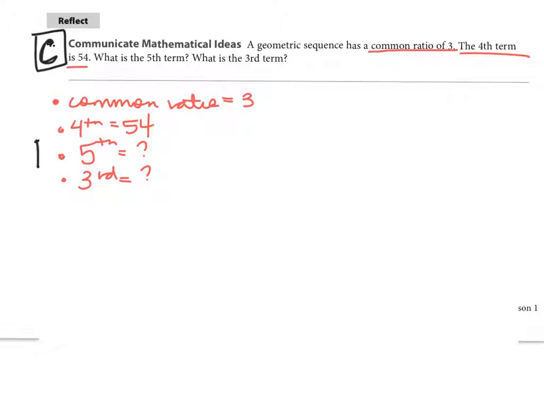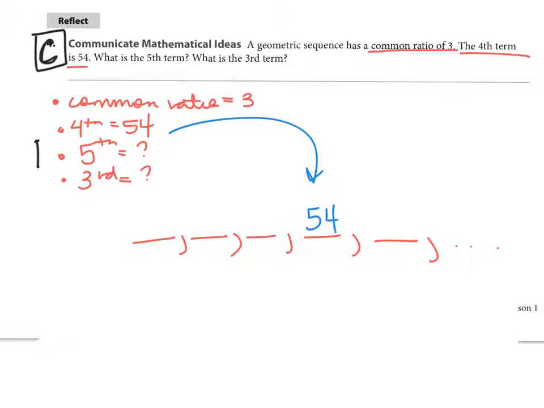All right, so I'm going to start by writing out where my terms should be: 1st, 2nd, 3rd, 4th, 5th. And I'm going to fill my information in. I know that the 4th term is 54, and the common ratio is 3. That means it's multiplying by 3 every time, so it would be very easy to figure out the 5th term: multiply 54 by 3. When I do that, I get 162. So we could continue multiplying by 3 to find future terms.